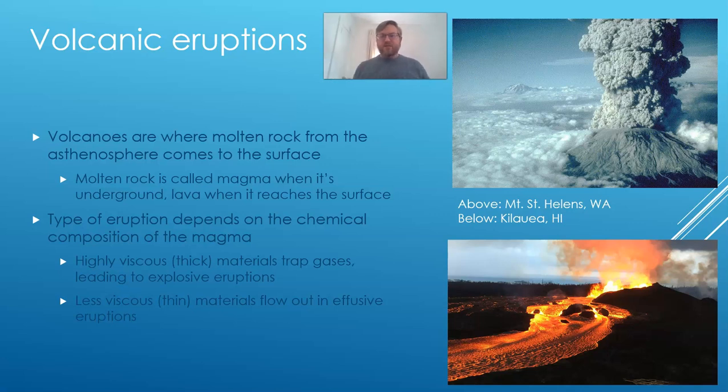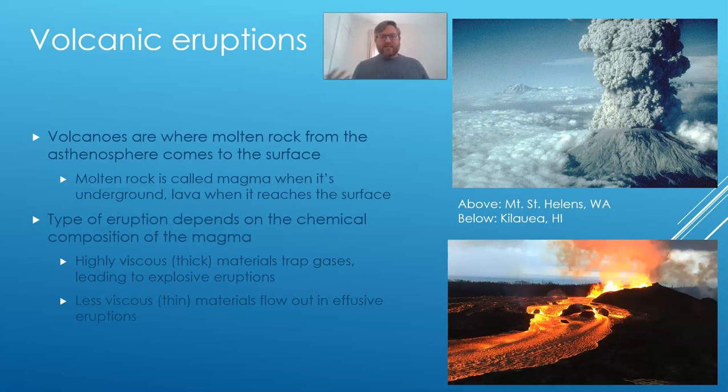You see enormous amounts of material being blasted up into the atmosphere from that volcano. The other end of this scale is what we call an effusive eruption. And there in the lower picture in Kilauea in Hawaii, you see an effusive eruption where you see this very liquid lava just flowing down almost like water out of the volcano.